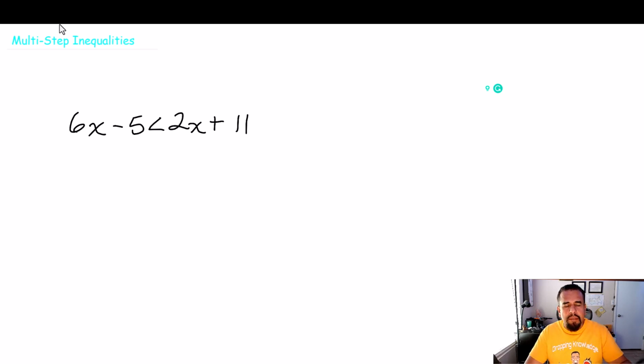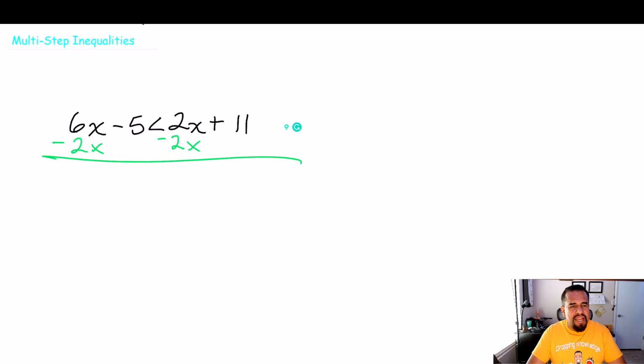Okay, multi-step. So how we start doesn't really matter. I'll show you what I like to do, which is to combine the smaller values. So for instance, if I was going to combine the coefficients, I'll combine the 2 with the 6 instead of the 6 with the 2. And I would combine the 5 with the 11 because that keeps things positive and keeps us from making mistakes. Okay, so I'm going to subtract 2x from both sides so that I can combine it with the 6x.